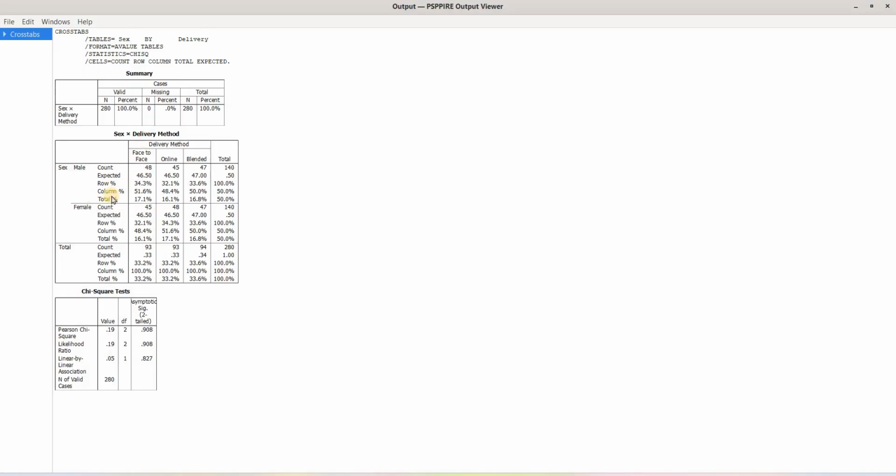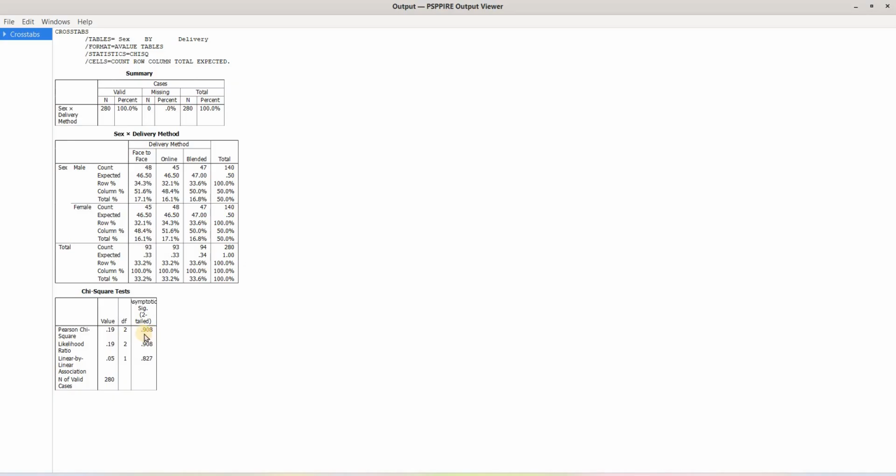And here's our output. When we look at our output, if you look at females, since females are in a row, you have to consider the row percentage. So here we saw face-to-face at 32.1%, online at 34.3%, and blended at 33.6%. All of them are different at the sample level, but at the population level, would it be significantly different? That is what we're testing.